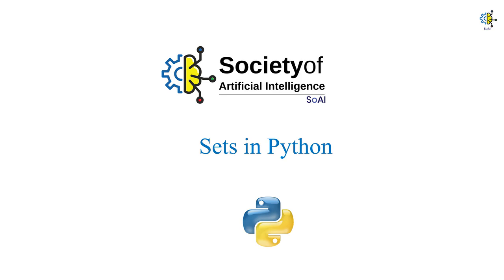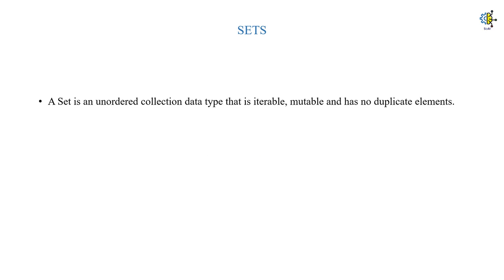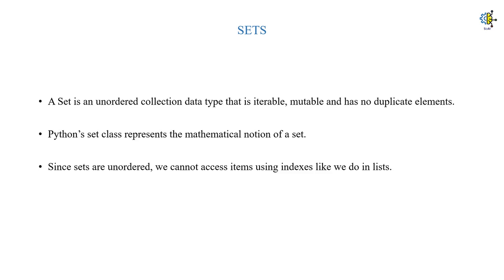Today's topic is all about sets in Python. Now, what are sets? A set is an unordered collection data type that is iterable, mutable, and has no duplicate elements. Python's set class represents the mathematical notion of a set. Since sets are unordered, we cannot access items using indexes like we do in lists.